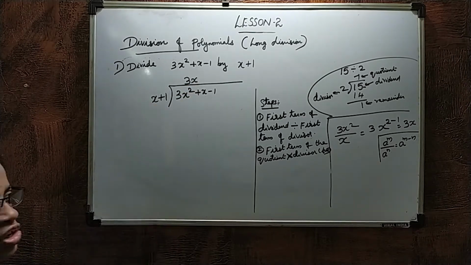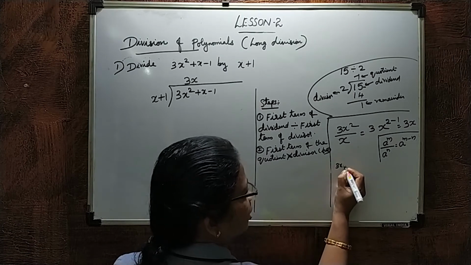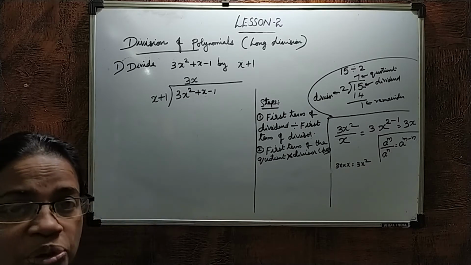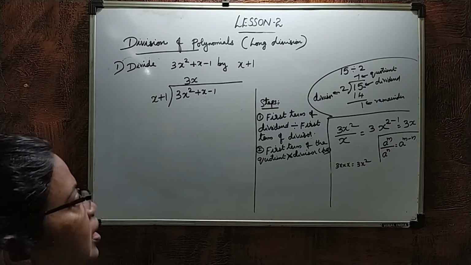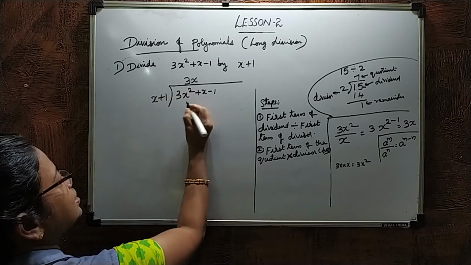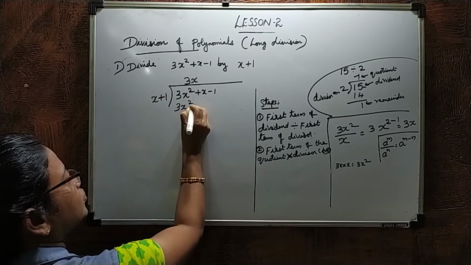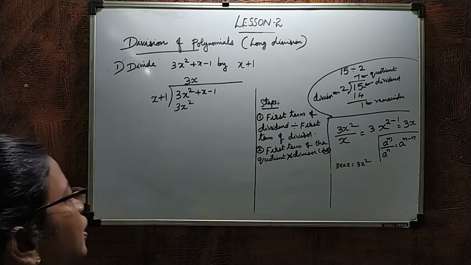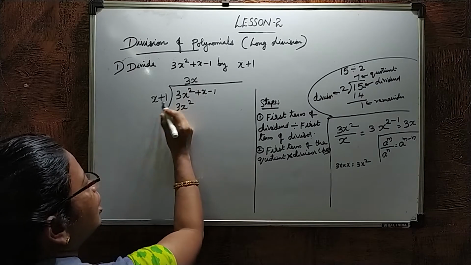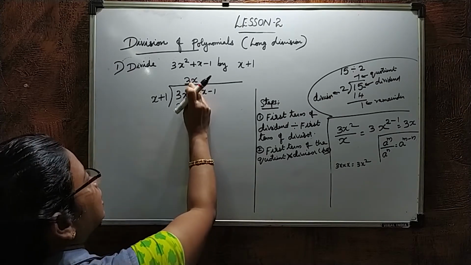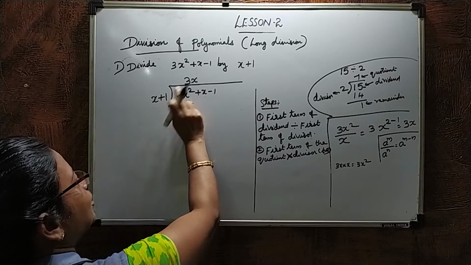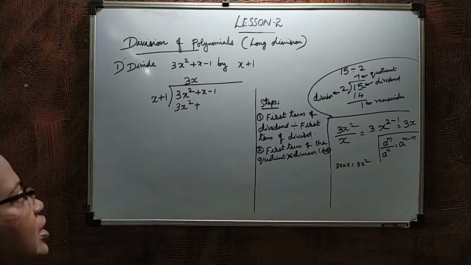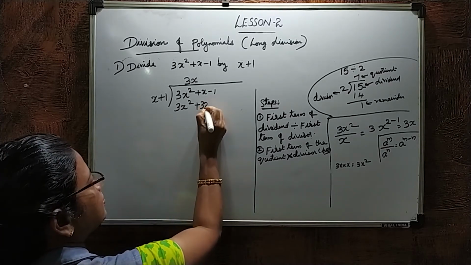3x into x. What will you get? 3x square. If you have doubt, you have to do it in the working column and find out. Okay. So it is 3x into x, 3x square. Always remember that the first term will be the same always. Okay. So what is the next step then? Full divisor you have to multiply. 3x into plus 1. Plus is there, so plus itself. Here also it is plus. Plus into plus, plus. Then 1 into 3x, 3x. Okay.